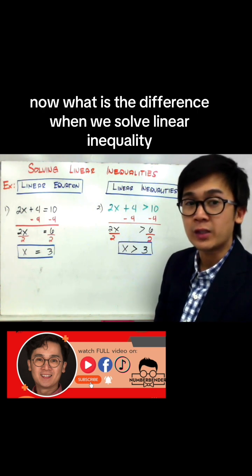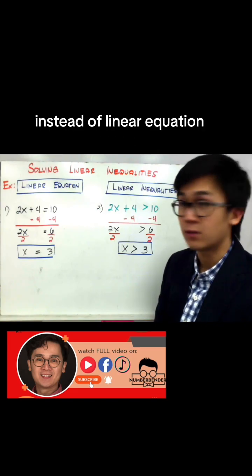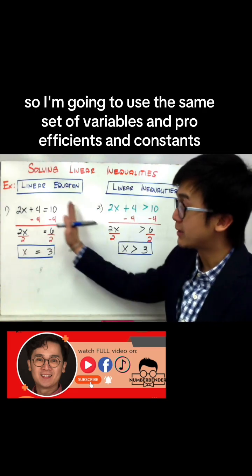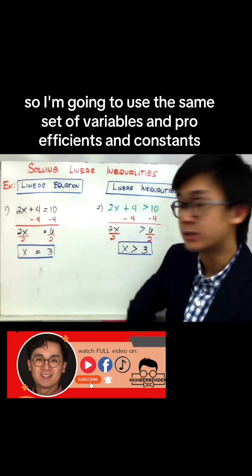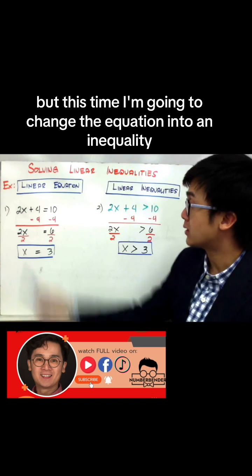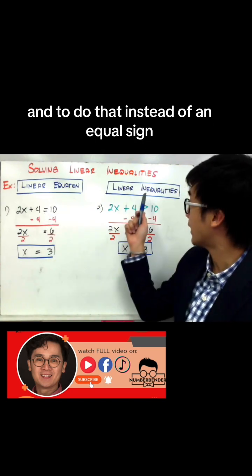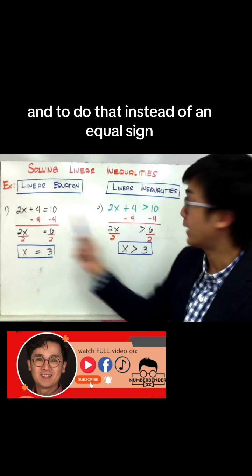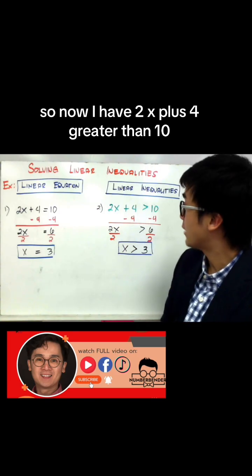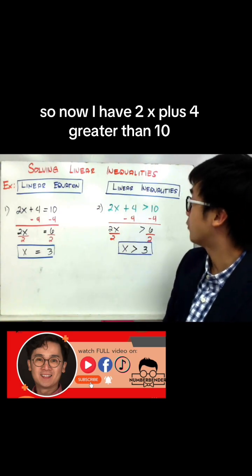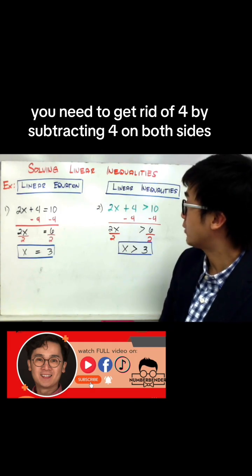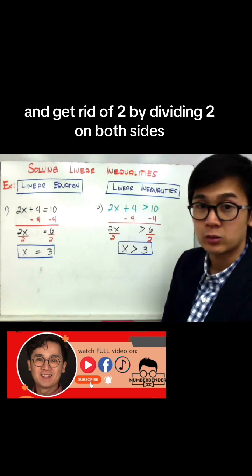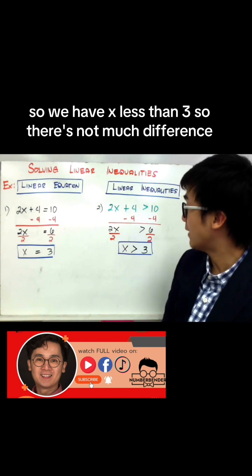Now what is the difference when we solve a linear inequality instead of a linear equation? I'm going to use the same set of variables, coefficients and constants, but this time I'm going to change the equation into an inequality. Instead of an equal sign, I have the greater than symbol. So now I have 2x plus 4 greater than 10. Just like in the previous example, you need to get rid of 4 by subtracting 4 on both sides, and get rid of 2 by dividing by 2 on both sides. So we have x greater than 3.